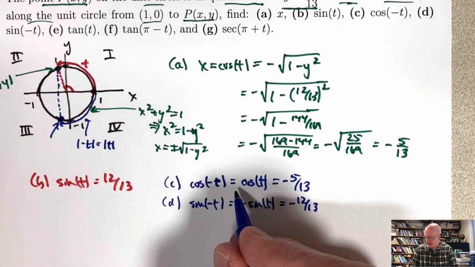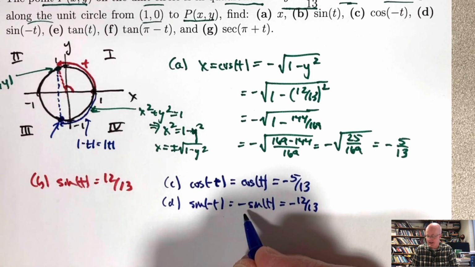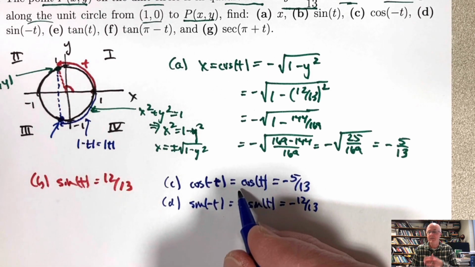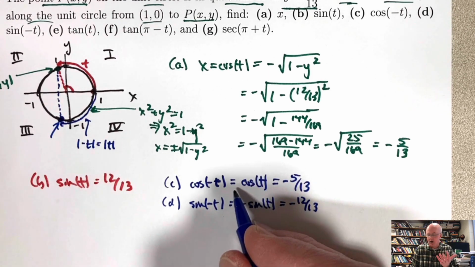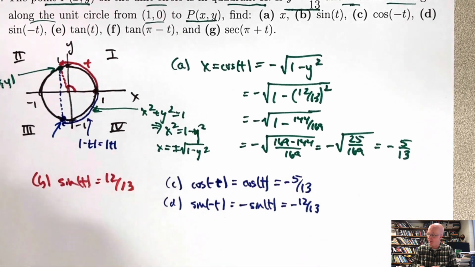This equality here actually ends up being true no matter what t is, as well as this equality. This ends up meaning that if you think of these things as functions, cosine is an even function and sine is an odd function. We'll talk more about what that means graphically in a little bit.